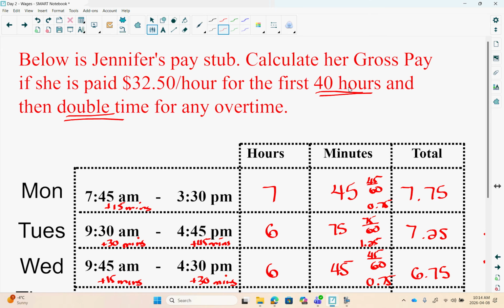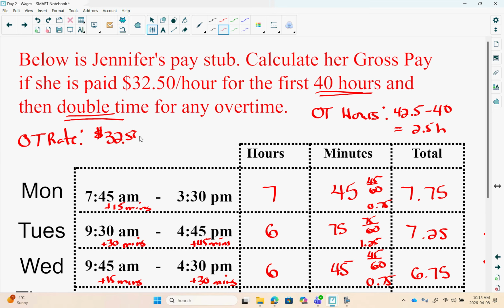He works 40 hours regular. How many overtime hours does he work? That's right. We're going to go 42.5 minus 40. That'll give us 2.5 hours of overtime. What's his OT rate of pay? What do I do to the 32.50 per hour? Why are you multiplying it by 2? Great choice. It's double time. That gives me $65 per hour. That's not bad.